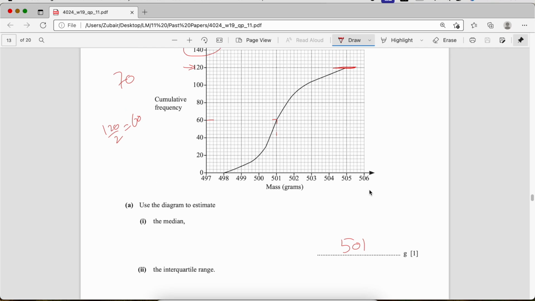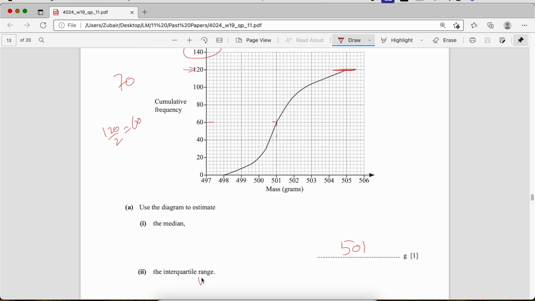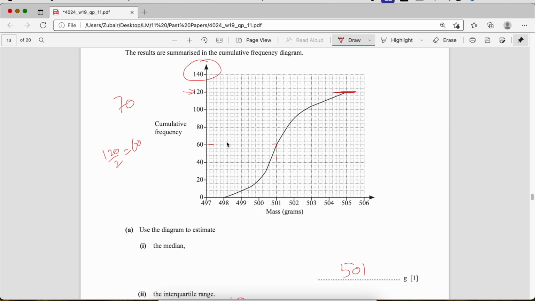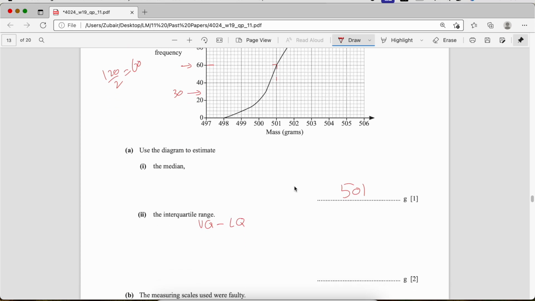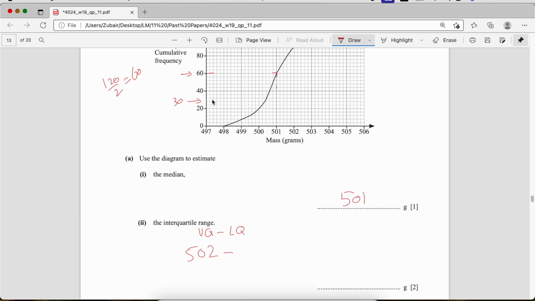Second part says the interquartile range, that's upper quartile minus lower quartile. Now the upper quartile is at 75%, or I can simply get it in between both of these. This is 90, this is 30. Reading first at 90, between 80 and 100, I'm getting 502. So my upper quartile is 502, and the lower quartile, reading at 30 between 20 and 40.